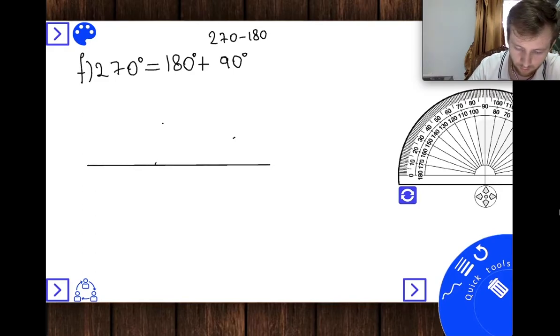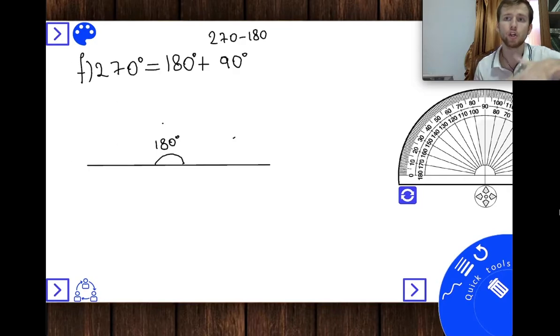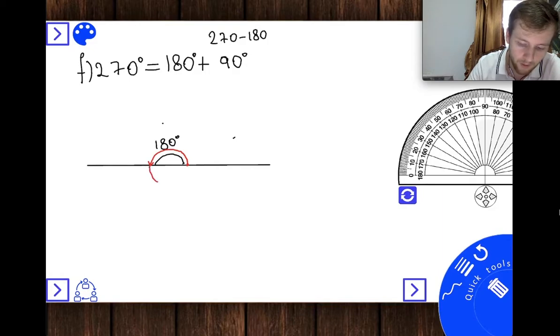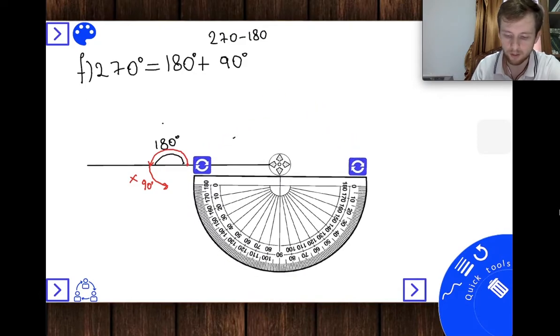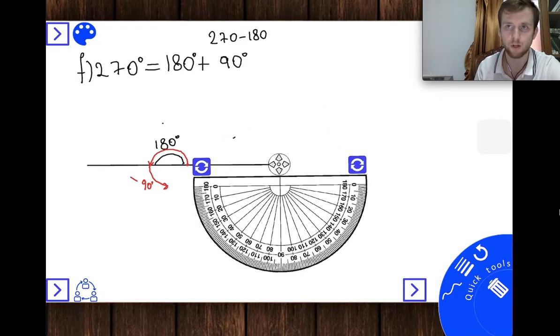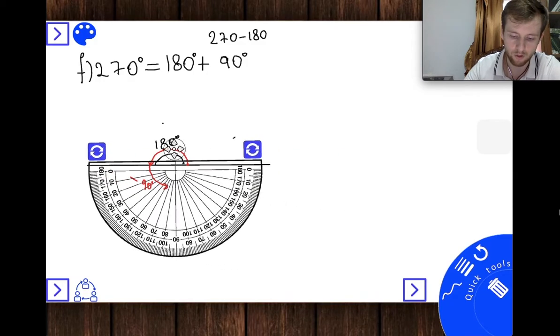I can try to show you this. So this is 180 degrees. And then what we have to do is keep going behind 180. Let me change the color. So we start here, right? We go, this is 180, but this is not what we need. We need more. We need 90 degrees more, right? Plus 90 degrees. So what we have to do is take the protractor and turn it upside down, and we have to measure.